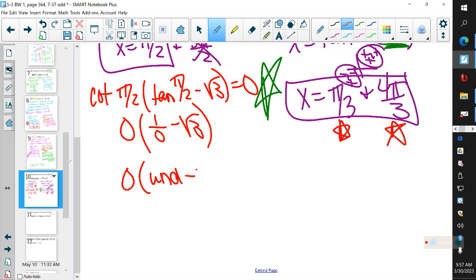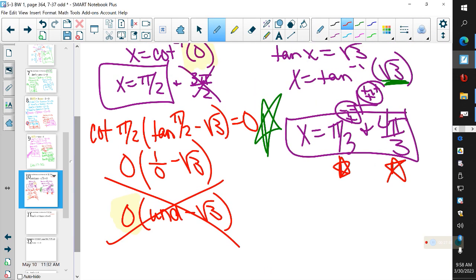That's undefined. I don't care what this number is. I can never do a calculation with undefined in the problem. So therefore, this is not possible, meaning this is not an answer. My only two answers are going to be right here. The cotangent of pi over 2 is not a possible answer because you cannot plug and chug and get undefined in a calculation and be able to continue that calculation out.